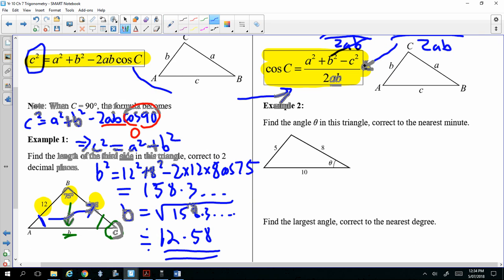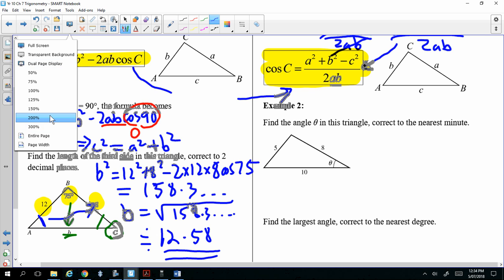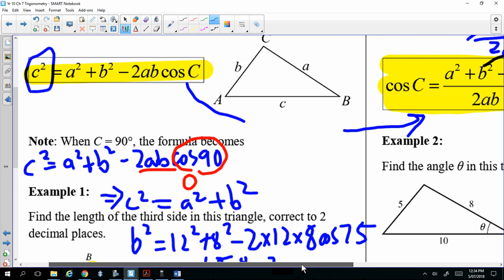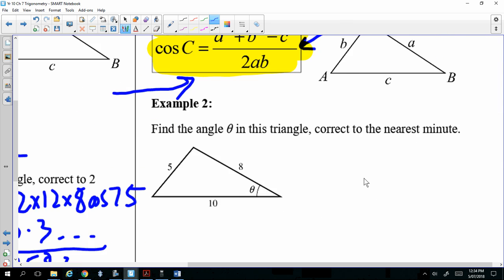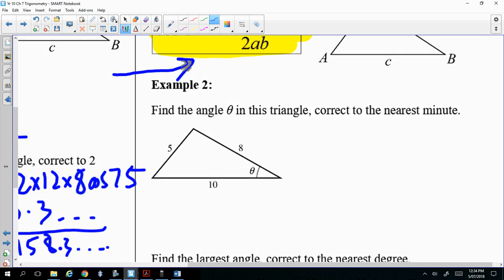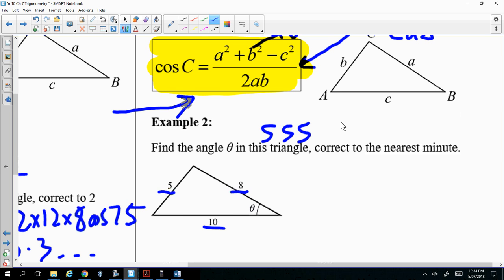So this is how it works. We use the cosine rule when all three sides are given. SSS. No angles given. So you have to use the cosine rule. So what you do is we go cos theta equal. Now, how do I know which one's the A, which one's the B, which one's the C? The C is always opposite to theta.